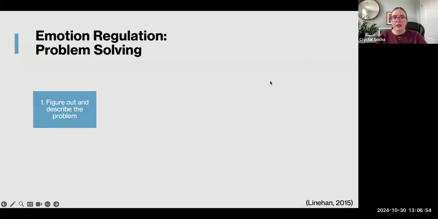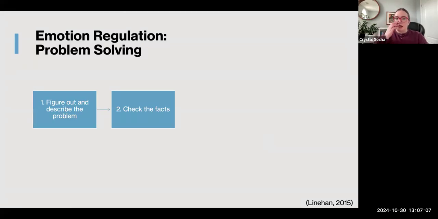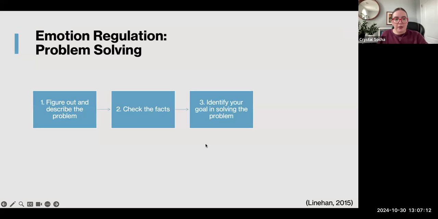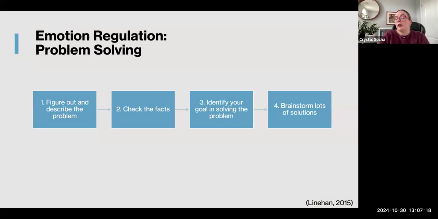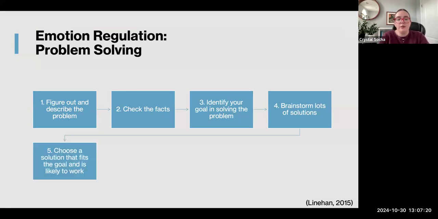Sure. Okay. The other piece is problem solving. So when your emotions fit the facts of a situation and you want to change your emotions, then the situation might be the problem. So solving the problem might reduce the intensity of those emotions. So we're helping people figure out and describe the problem, check the facts, maybe explore what their goal is in solving that problem, helping them brainstorm every possible solution, like every solution, and then helping them to choose a solution that fits the goal and is likely to work.